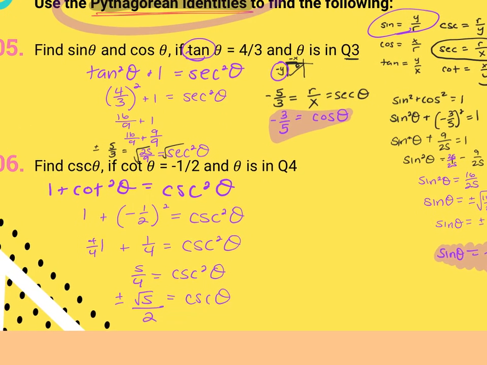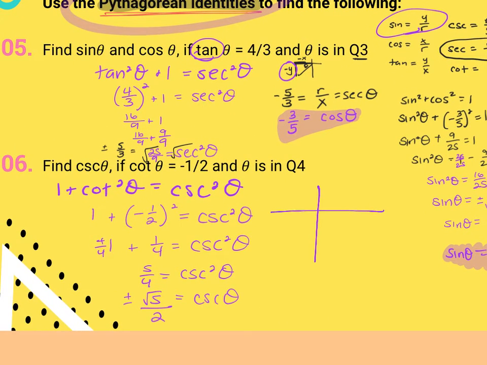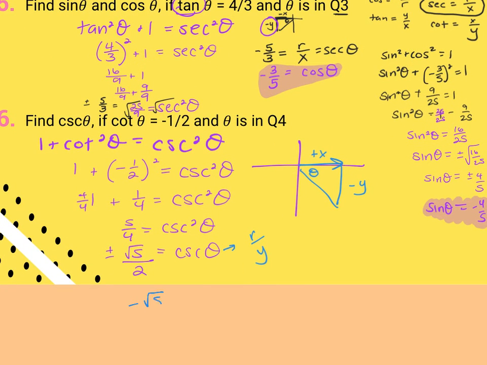Now we're in the fourth quadrant where my x is positive and my y is negative, which means my cosecant is going to be what? Cosecant involves your sine, right? Cosecant would be r over y. It's the negative one. That is cosecant of theta, not just theta.